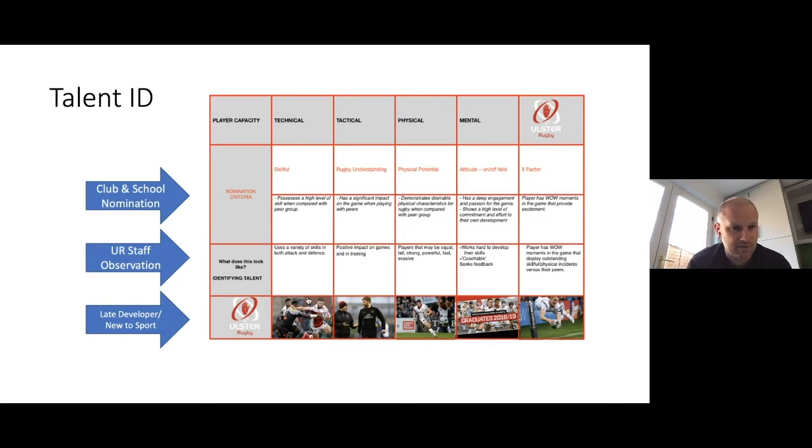We place heavy value in terms of the club and school nomination, and we'll certainly hold regional forums across the province where we're having interactions with those club and school coaches, receiving their opinion on who they feel are the players that are demonstrating that level of ability or level of potential, and then how we can support that, I suppose, with our staff out on the ground.